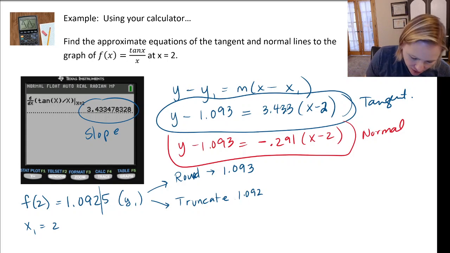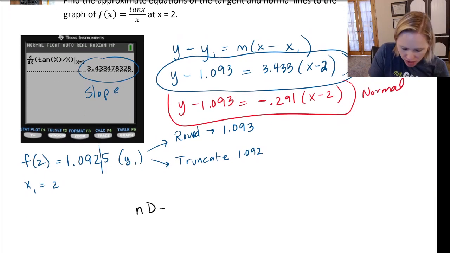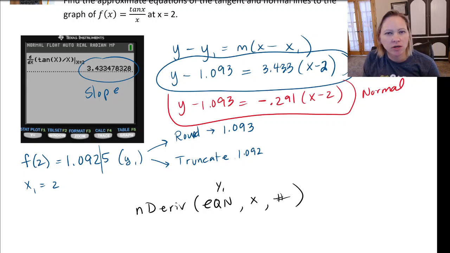Again, I said I would write down the older operating system. If your screen just shows n deriv, then what you're going to do is type in the equation, or y1, comma x, comma, and then the number. That will evaluate your numerical derivative of this function with respect to x at whatever value. So this is another way that your calculator screen might show things.